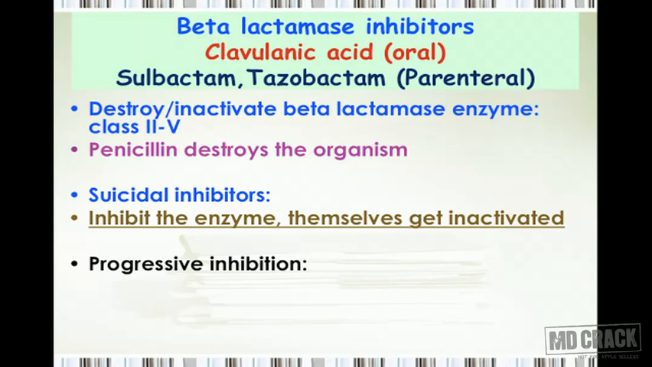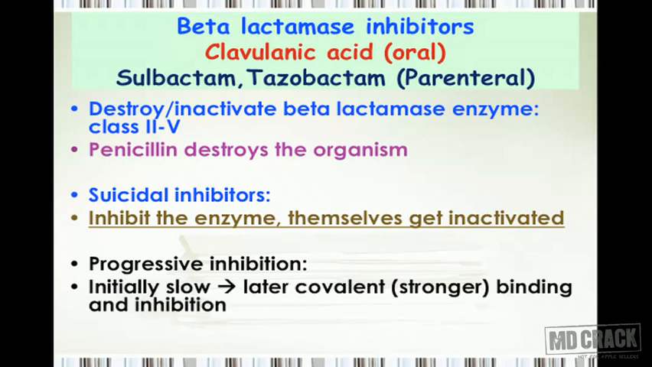The next important keyword regarding beta-lactamase inhibitor is progressive inhibition. What does this mean? When you start using these drugs, they are going to inhibit the beta-lactamase enzyme. Initially, the enzyme inhibition or inactivation is not very rapid. And as these drugs go on binding more and more to the beta-lactamase enzyme, the bonding goes on becoming covalent. And the covalent bonding is difficult to break, and therefore the inhibition starts becoming more and more stronger. So it's called progressive inhibition. Initially it's slow, and later it's covalent and stronger inhibition due to the stronger binding, and this is called progressive inhibition.